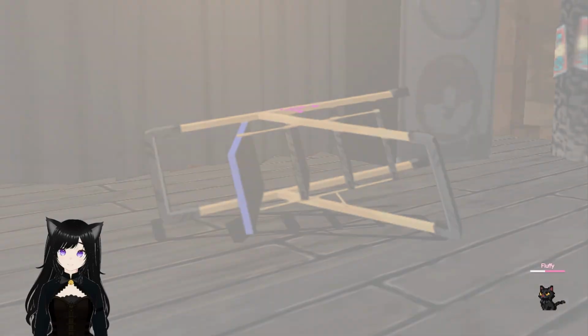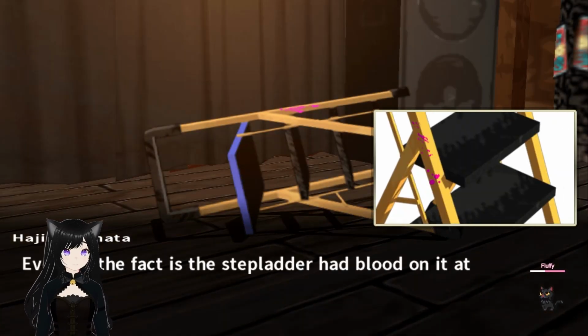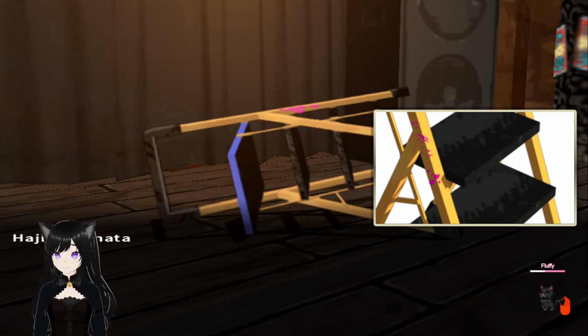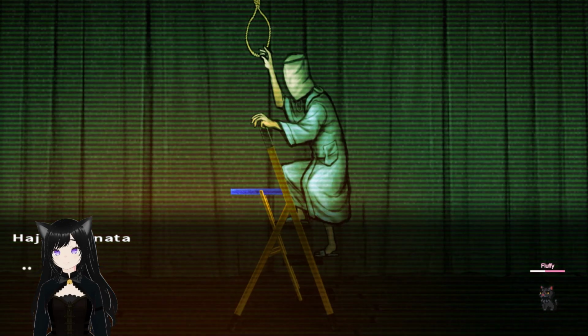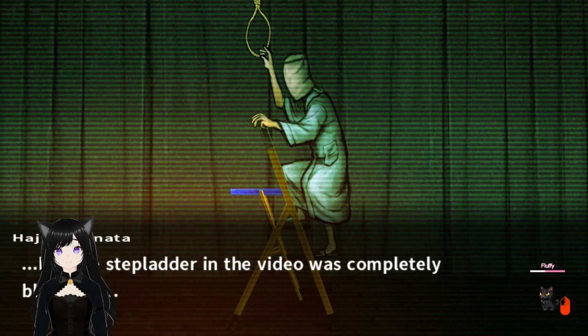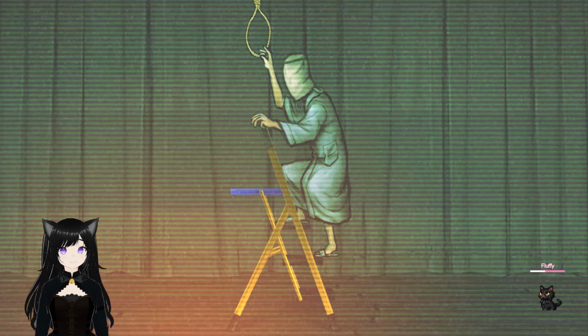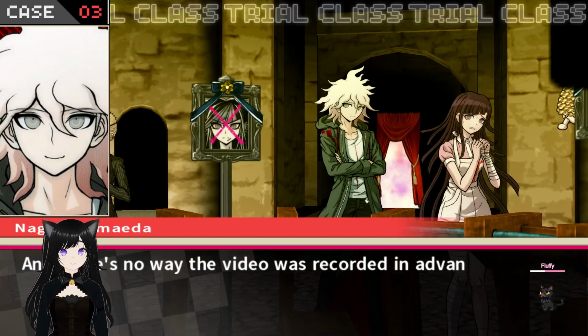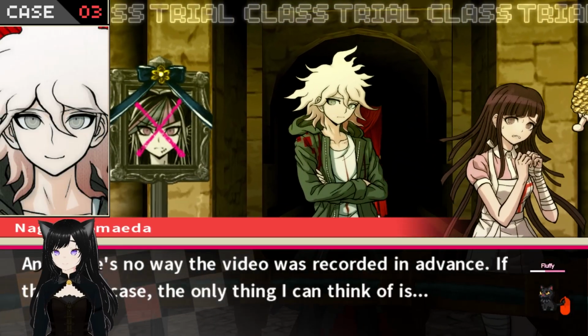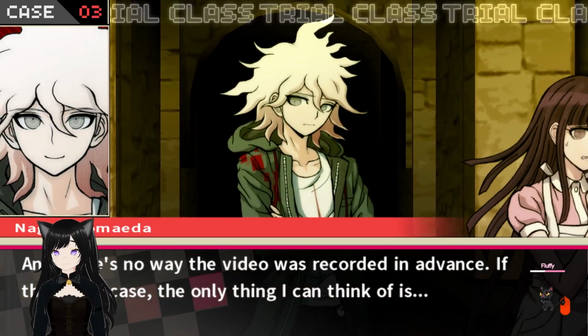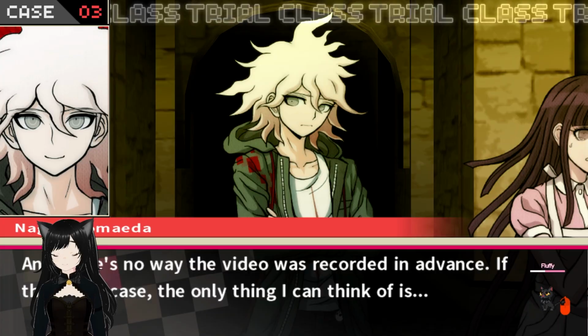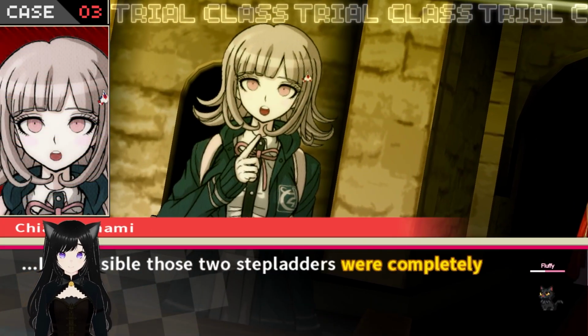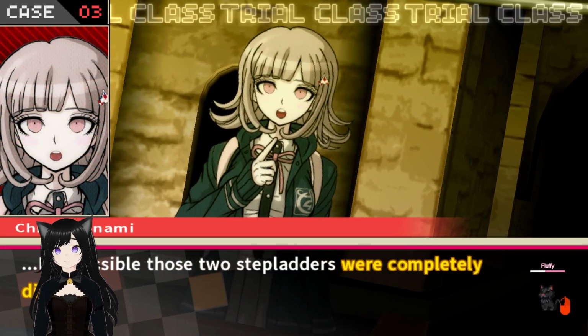Yes. Even so, the fact is the stepladder had blood on it at the actual crime scene. Yes. But the stepladder in the video was completely bloodless. Yes. And there's no way the video was recorded in advance. If that's the case, the only thing I can think of is a setup? It's possible those two stepladders were completely different.